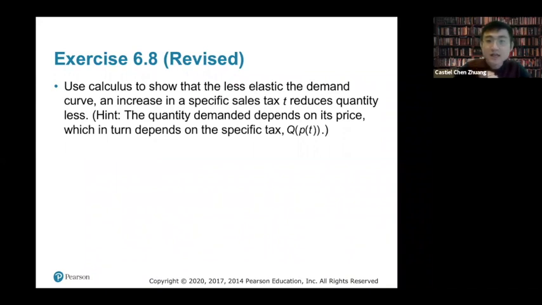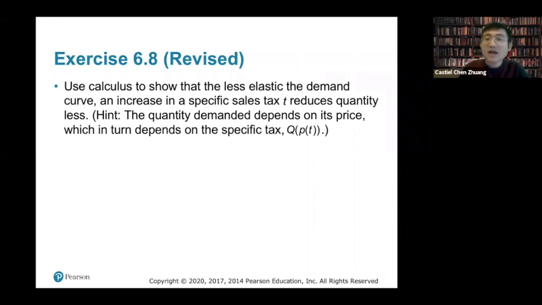Okay, let's move on to the next question. So this is not an important question that I would like to talk about today, but still we will go over this question. So basically it's asking you to prove a statement. The statement is, the less elastic the demand curve, an increase in a specific sales tax T reduces the quantity less.